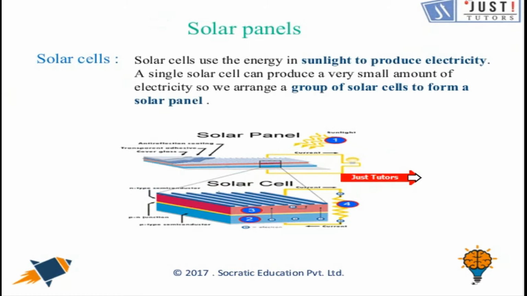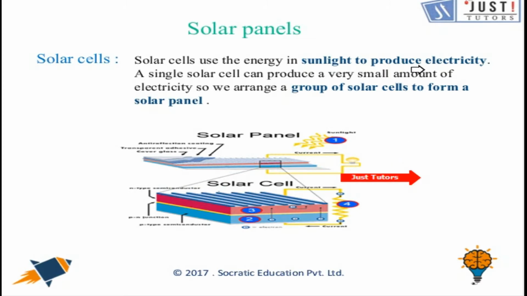And the next device is solar cells. Solar cells are made from silicon, and they basically use the energy in sunlight to produce electricity. The solar panel converts solar energy into electrical energy, which is stored in a battery for later use.